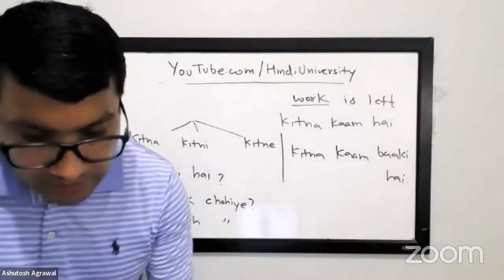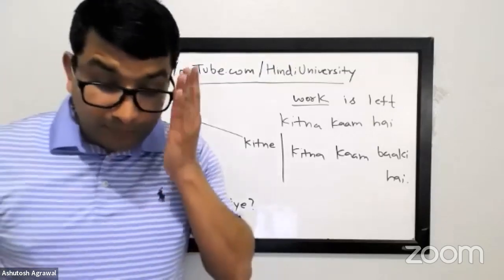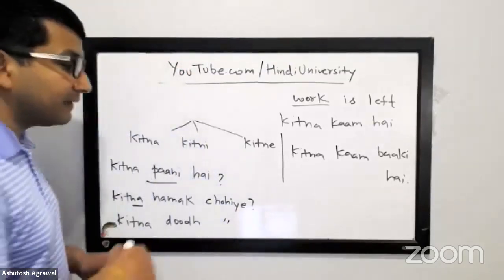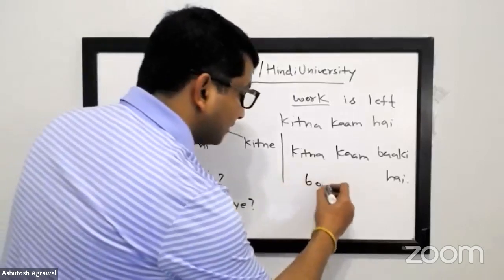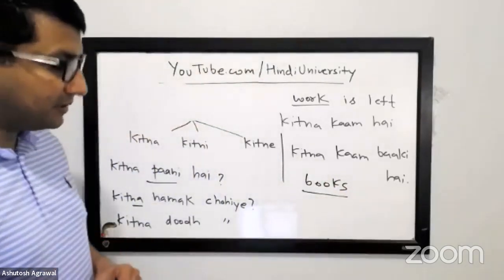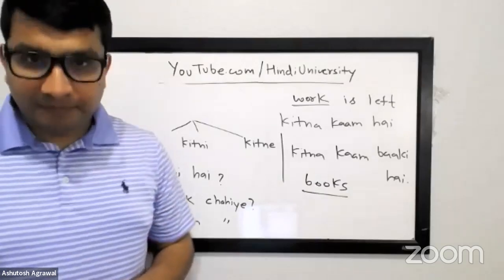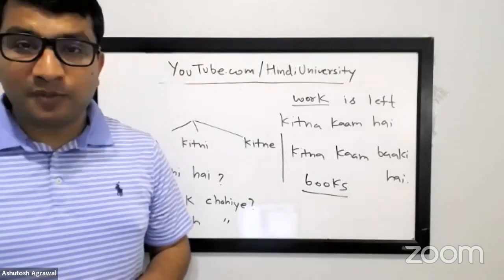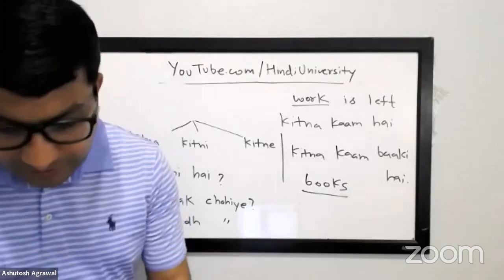How many books are there? Let's do the simple one. Milika ji, how many books are there? Kitni kitabe hai. Very good. Kitni kitabe hai. There you go, right? How many books are there? Okay.